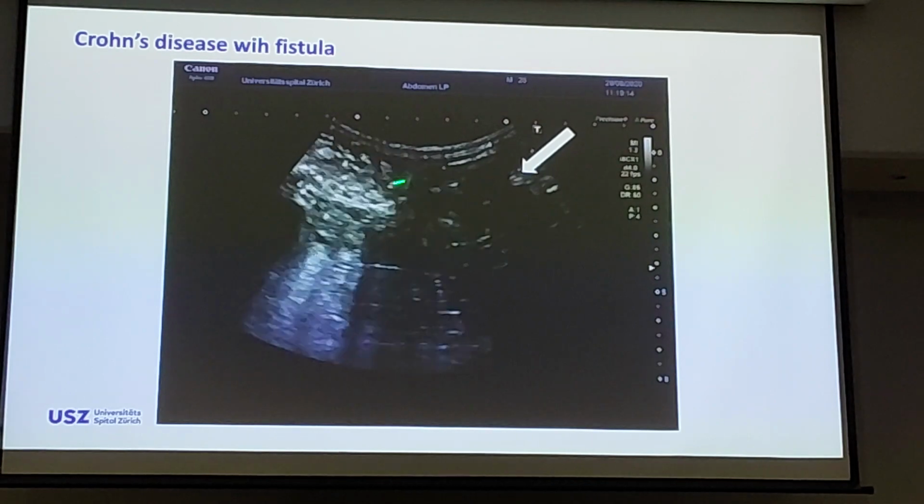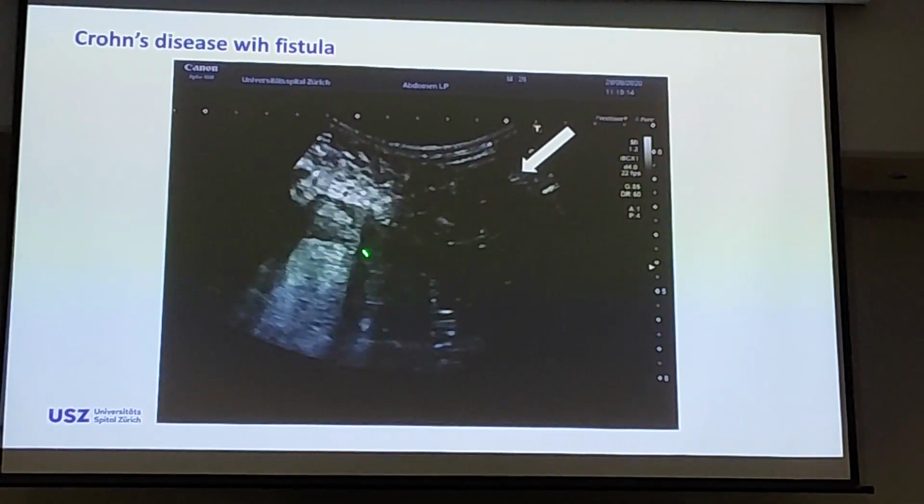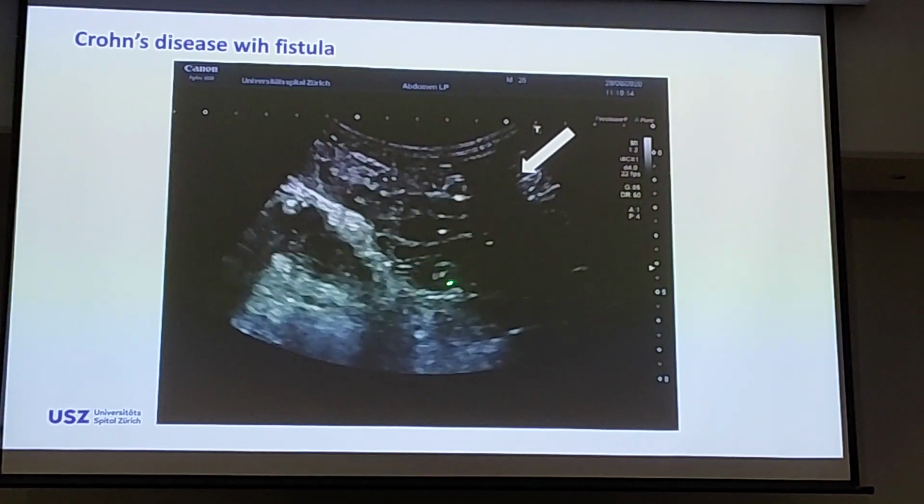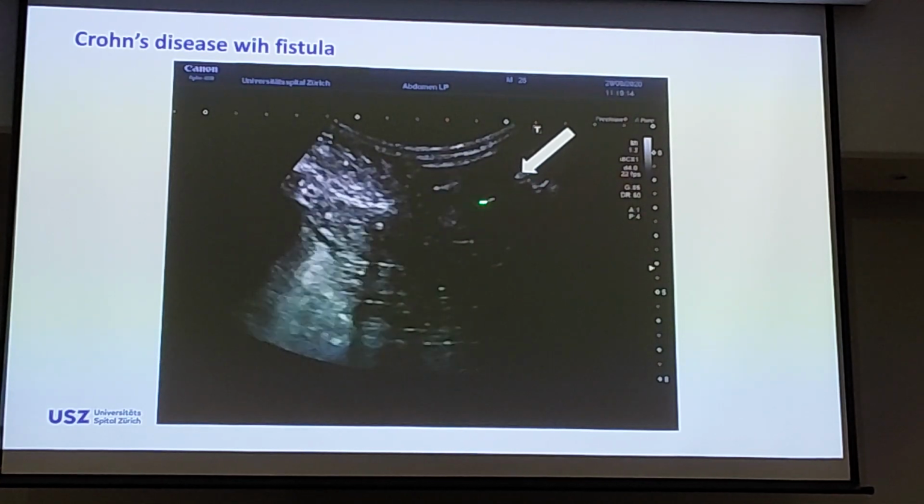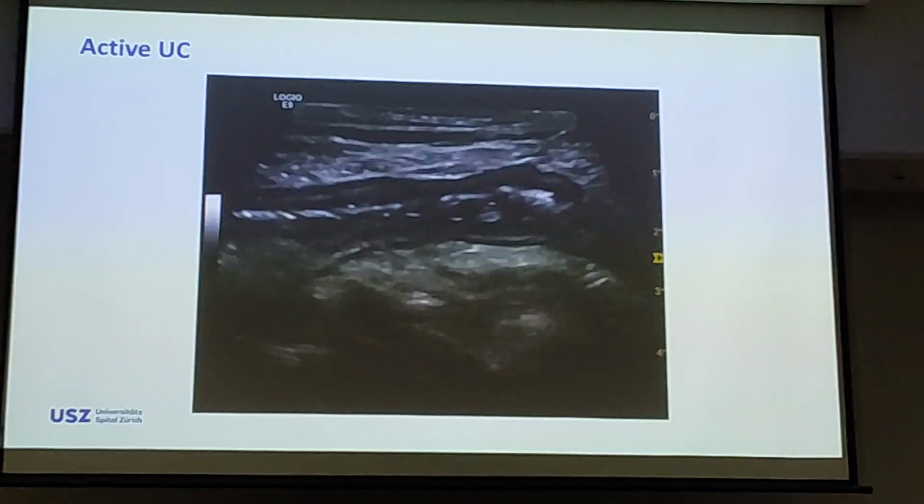And now we have another patient where, you cannot see it very well, but there were again gas bubbles in a structure outside the gut. So that was a Crohn's disease patient with a fistula.